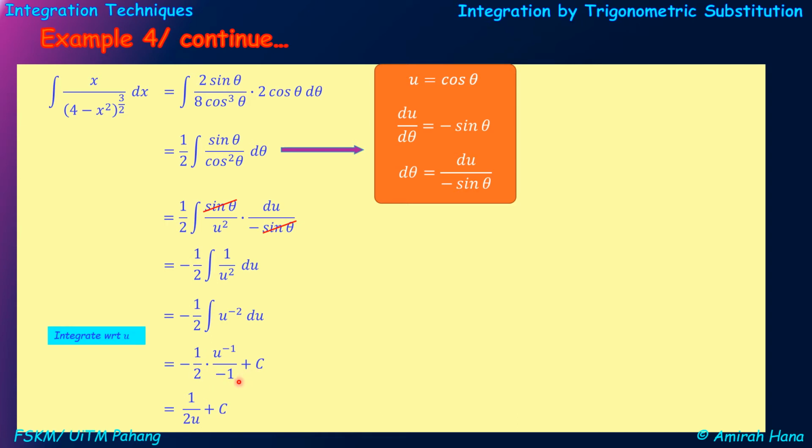Alright, after that, we rearrange: negative times negative equals positive. And then 1 over 2. And then u to the power of negative 1, we can move down. So we get u to the power of positive 1, and to the power of positive 1, we don't need to write. We just write u. So from here, after we simplify, we get 1 over 2u plus c. Alright.